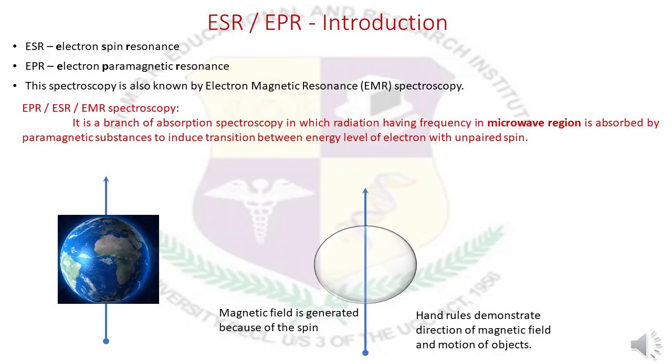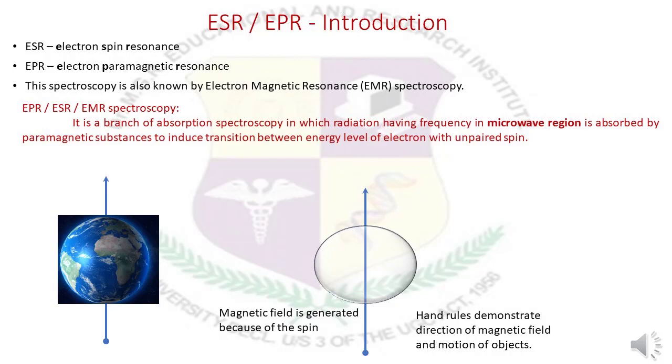So the principle is the same as that of NMR spectroscopy, where in NMR we use radio frequency electromagnetic radiations, and here we use microwave frequencies. So that is the difference between NMR and ESR spectroscopy.